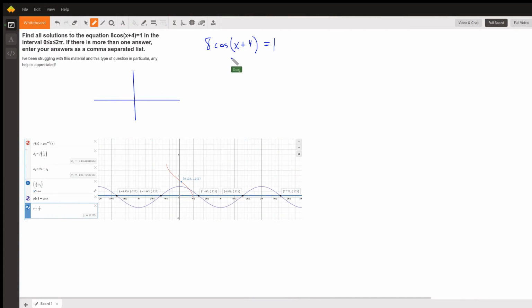Let's start with the general strategy for solving this equation, and I'll refer to this graph later. Hopefully you'll be able to see what's going on there. It's kind of small. What we like to do is start by isolating the cosine of x plus 4 by dividing both sides by 8. So what we're doing is we're looking for angles that have a cosine of 1/8. And we can isolate x plus 4 by taking the inverse cosine of both sides.